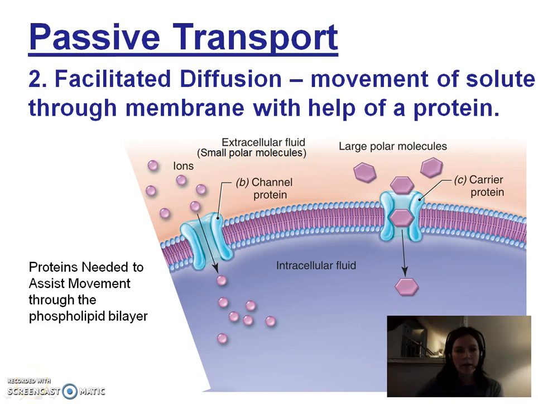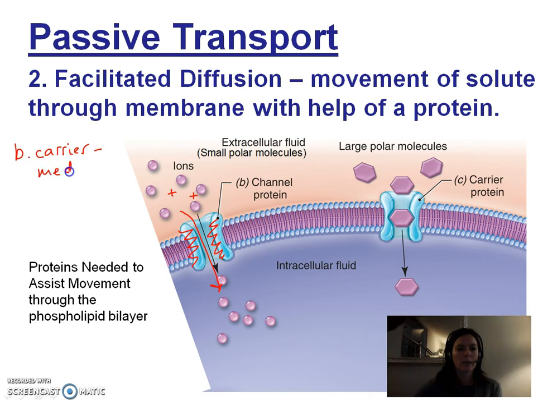We just finished talking about the first type of facilitated diffusion, which was channel-mediated facilitated diffusion. This was used for small polar molecules to be able to pass through the membrane and be shielded from the nonpolar interior of the cell through the use of a channel protein. The other type of facilitated diffusion would be carrier-mediated.